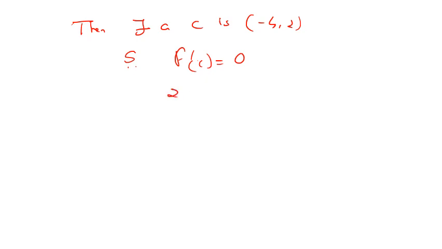So now what can you say? Then there exists a c in the open interval (-4, 2) such that f'(c) is equal to 0. What is f'(c)? 2c plus 2 is equal to 0. So 2c is equal to -2, c is equal to -1. -1 is a number between -4 and 2. So this is the way we have to find out or verify Rolle's theorem.